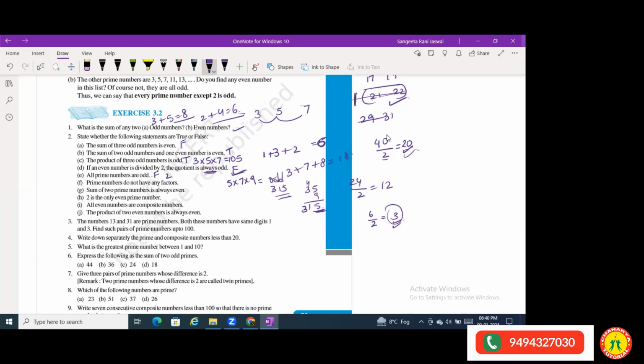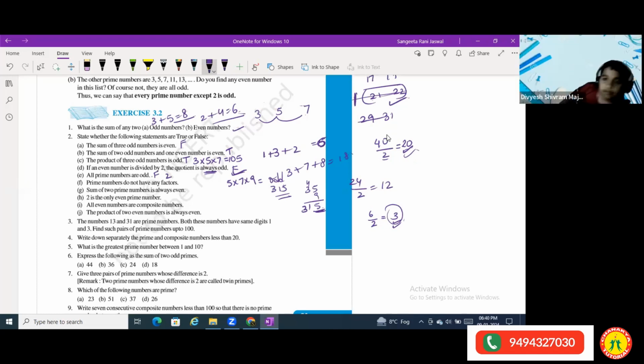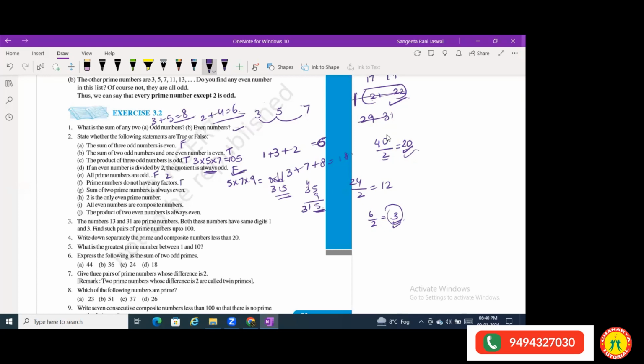Ma'am, that's also correct. False. It has no factors. It has only one number as a factor and the number itself. So if you do not have any factor, it means it's false.